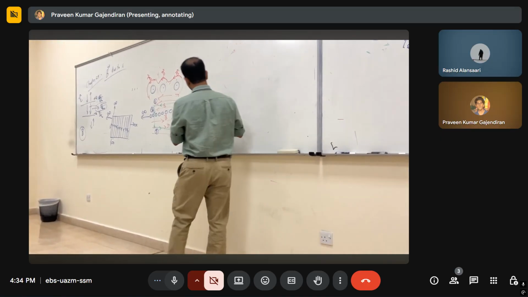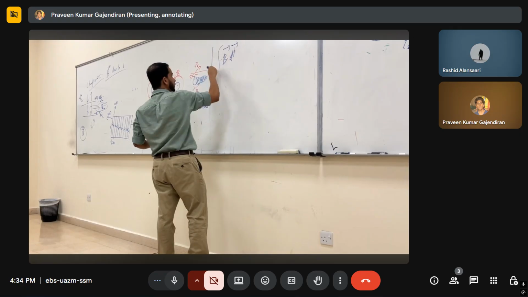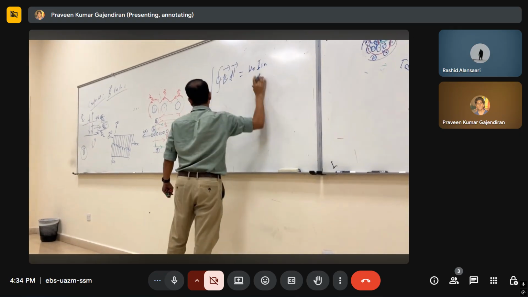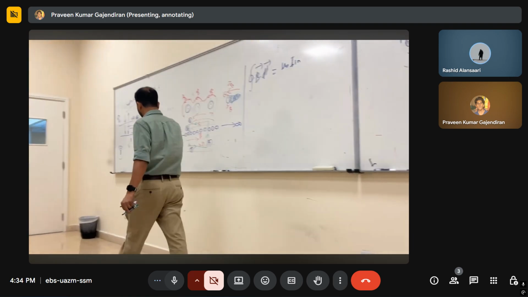And how do you solve this? So this will be the closed integral of B dot dl, which equals mu 0 I enclosed. The crucial part of this one is that whenever you're defining I enclosed, it is equal to the Amperian loop, mu 0 I enclosed.